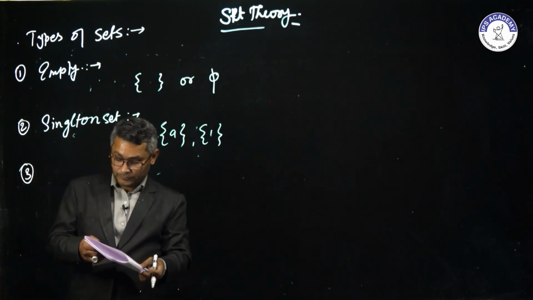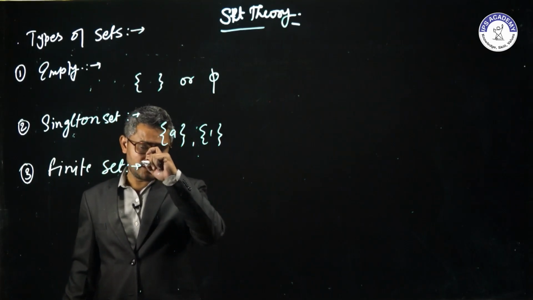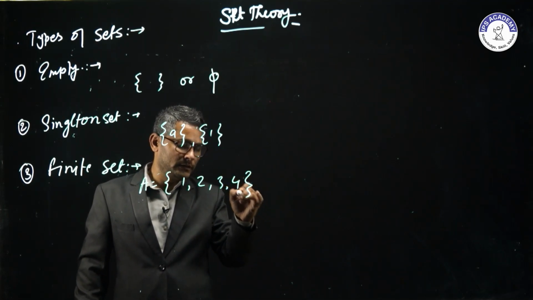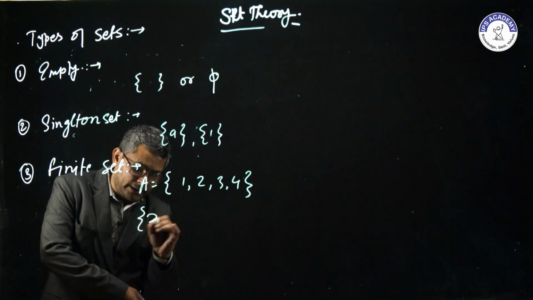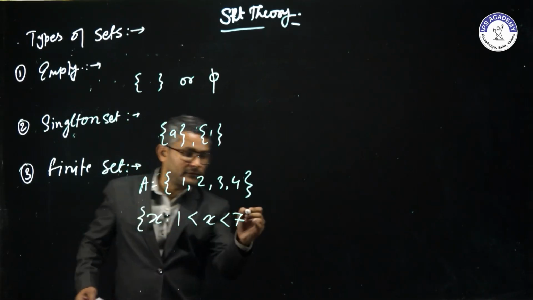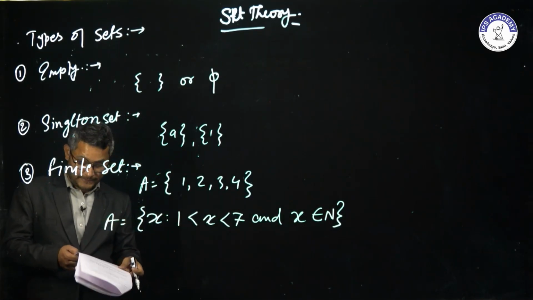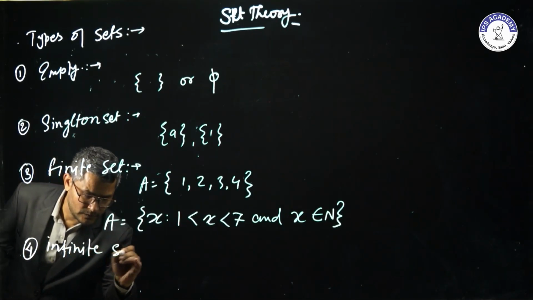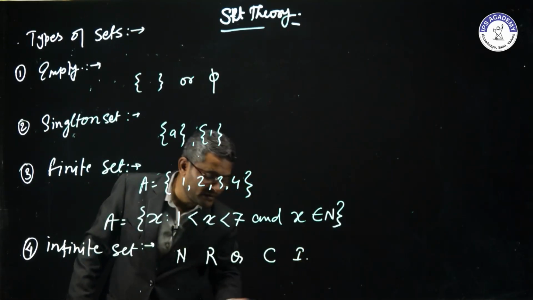The third one is the finite set. The number of values in the set is finite. That means you can count the values, you can reach the last value. For example, there is a set A, then there are 1, 2, 3 and 4. This is the finite set. One set builder form for finite values is like x such that x is less than 7 and x is a natural number. So, this is called a finite set. Fourth is the infinite set, which we also saw before. You cannot reach the last value of the particular set. So this is called an infinite set, like N, R, Q, C, I. These are infinite sets.